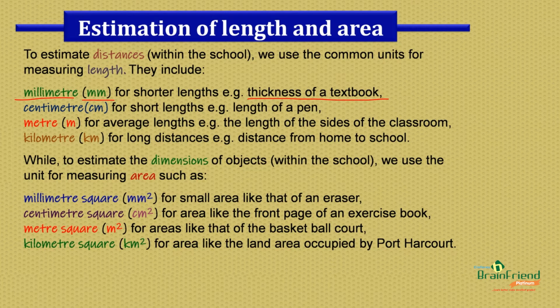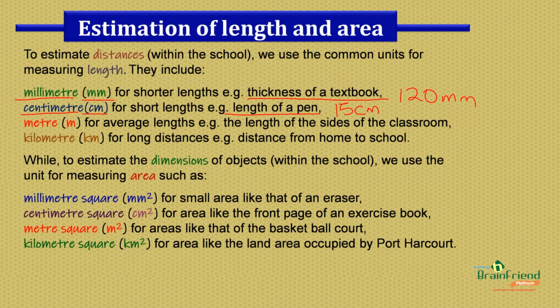Now, it is important for you to take note of some estimates I'm going to be giving. For example, the thickness of a book can be 120 mm. Next, we have centimeter, written as cm for short. We use this for short lengths. For example, the length of a pen. I measured my pen and I got 15 centimeter.